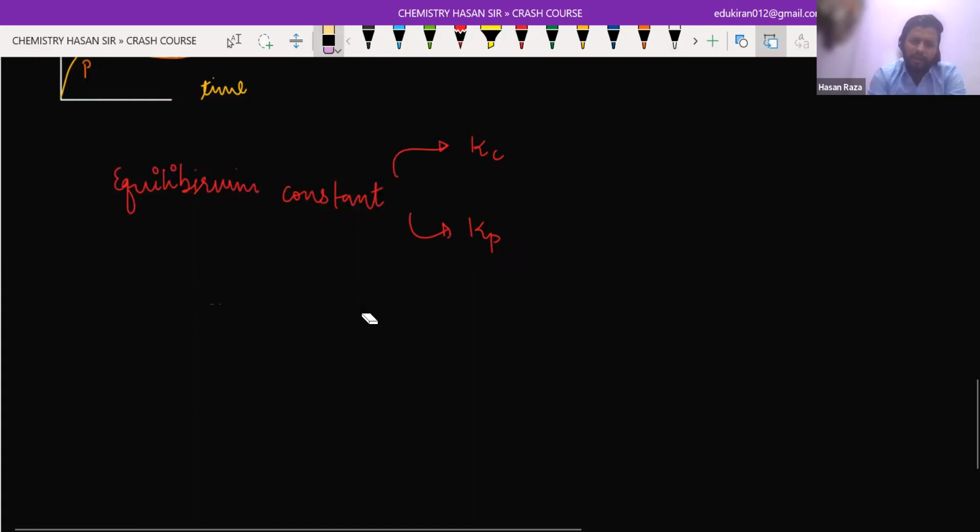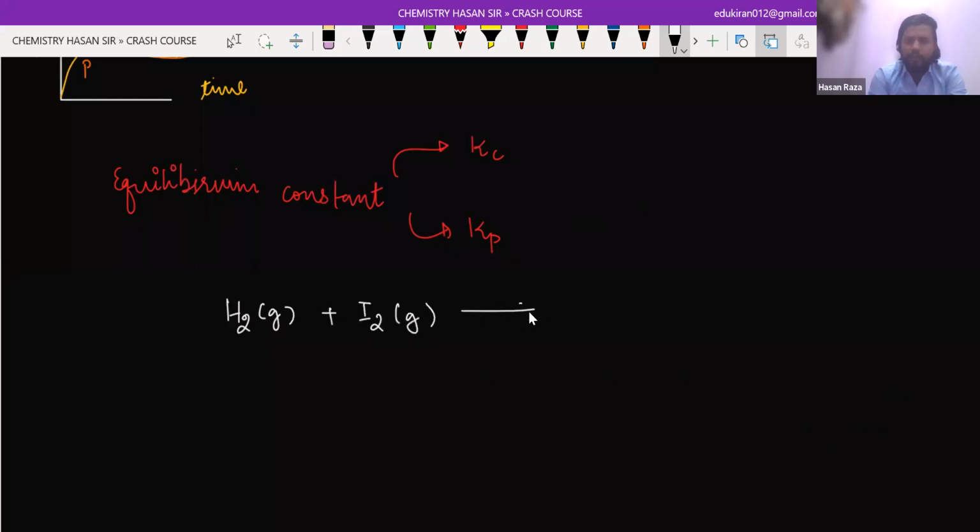wait a minute, let me take a good example like this: H2 in gaseous state plus I2 in gaseous state gives 2HI in gaseous state. Wait a minute. Everyone is able to see the screen?